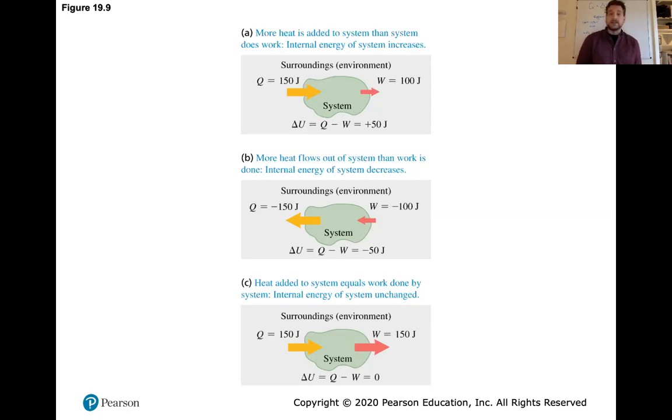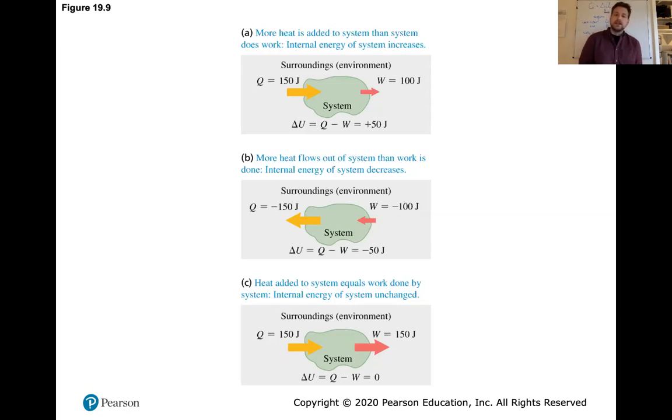Delta U, it turns out, is the state variable. Q and W depend on how we get there, but delta U does not. It only depends on the temperature for an ideal gas, in any case. If the heat flow is negative, that means it's flowing out of the system. And if we are doing 150 joules of work on the system, or if the system's doing negative 100 joules of work, then Q minus W means that we must have changed the internal energy by negative 50.